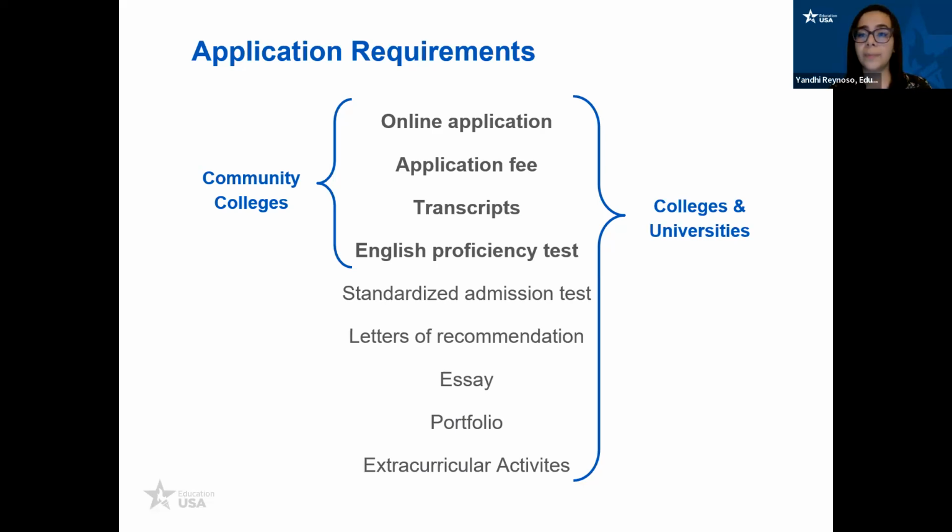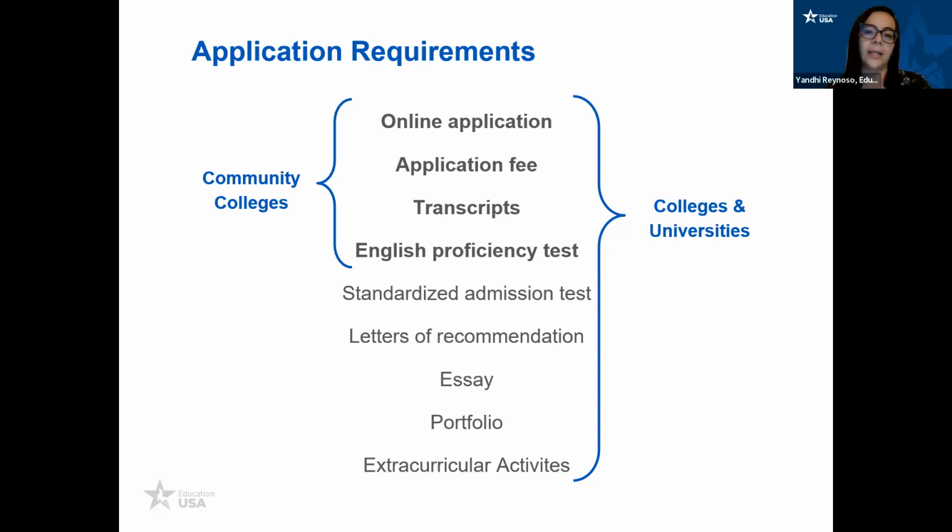Enrolling at a community college is very easy in comparison to enrolling at a college or university. Why? Because you don't have to go through a very selective or competitive admission process when you enroll at a community college. If you see, the requirements are very easy to fulfill. You need to create an online application. You need to pay a fee. You need to submit your transcripts, calificaciones, and you also need to submit proof of your English proficiency.